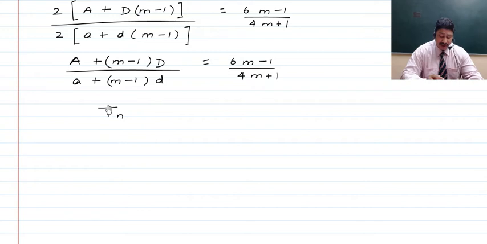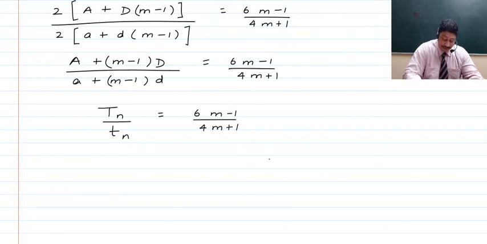As such, it can be represented by capital Tn. And then further after that we will now talk about the denominator, which now has become the nth term of the other series, which has been represented by small letters. And now if you talk about the right hand side, it still remains to be 6m minus 1, which is divided by 4m plus 1, right?